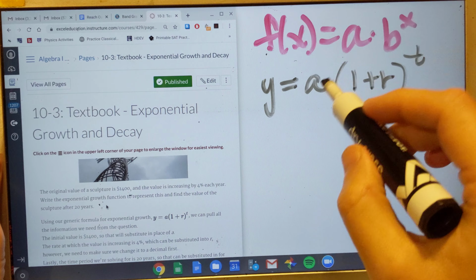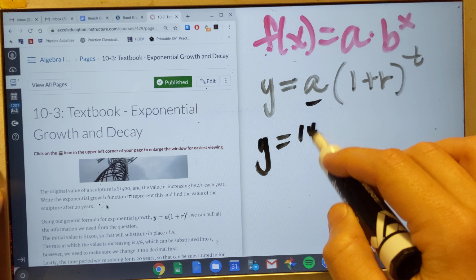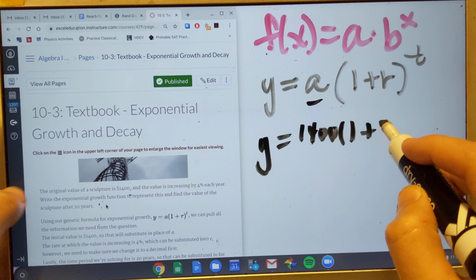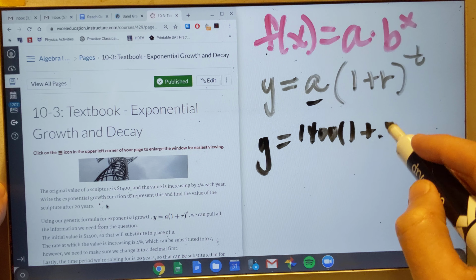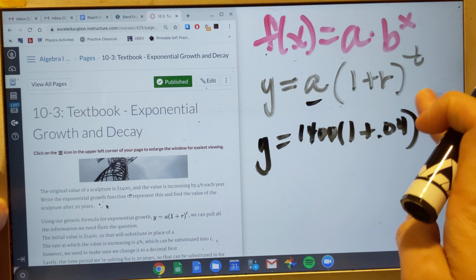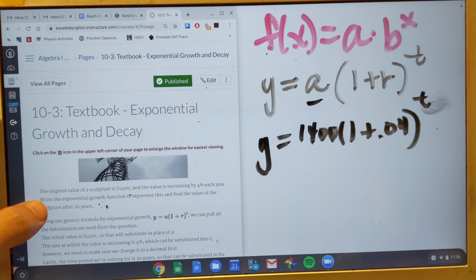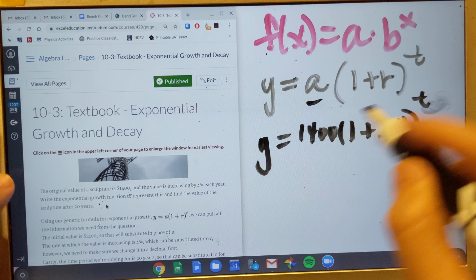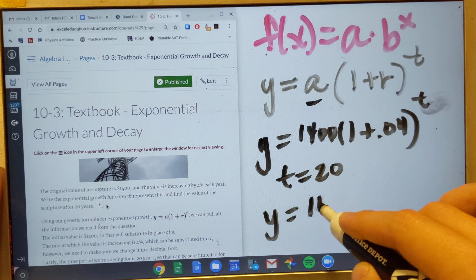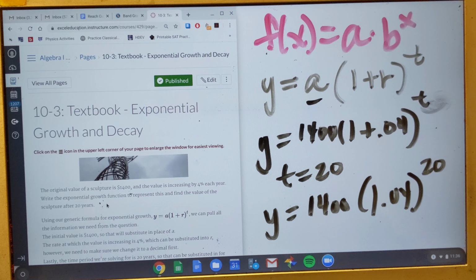Okay, easy enough. So this is our initial amount, initial value. So our initial value is $1,400, right? So it says the original value of the sculpture is $1,400 times 1 plus its growth value, 4%, 0.04. And this is our x up here, or the unknown. I can leave it as a t because this is a financial problem. So now it says write an exponential function to represent and find the value of the sculpture after 20 years. So they want to find it at t equals 20. So y equals 1,400 times 1.04 to the 20th power.